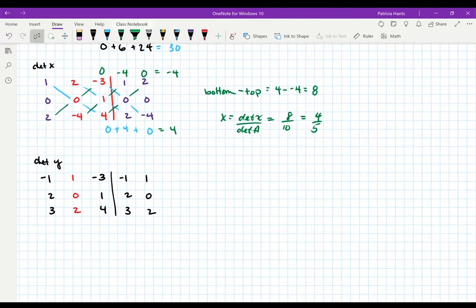All right, here we go. Go slow. You don't want to make a mistake. -1 times 0 times 4, that's a 0. 1 times 1 times 3, that's a 3. -3 times 2 times 2, that's a -12. -9. We got our 0, our -2, and our 8. Okay, bottom minus top.